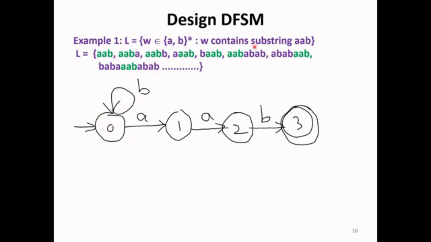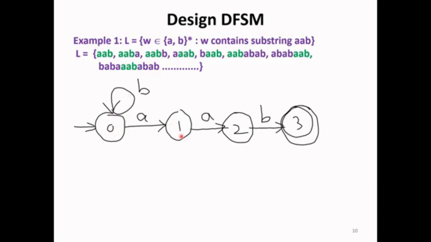Does it violate the language? No, because AAB is a substring. Before that I can have anything. After that also I can have anything. So from state 0, one transition going to state 1 and another transition B going to state 0.